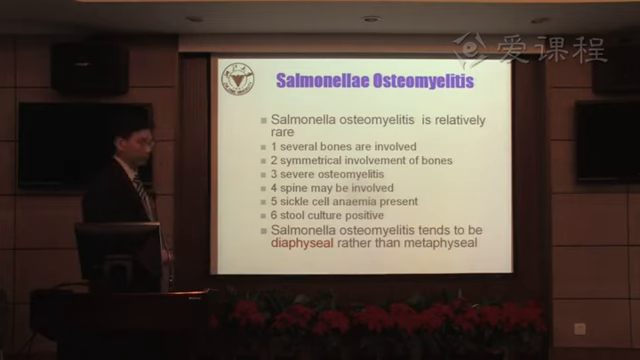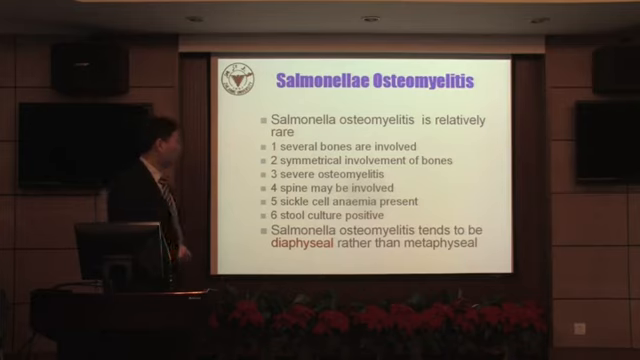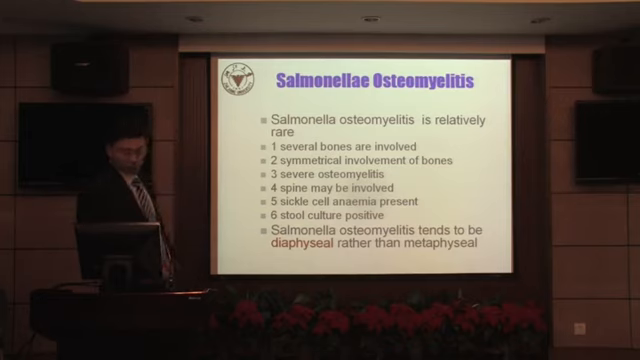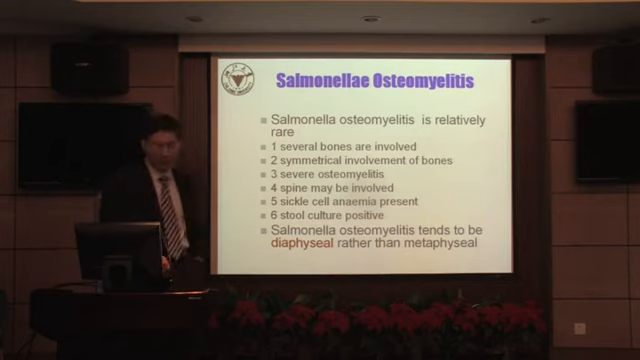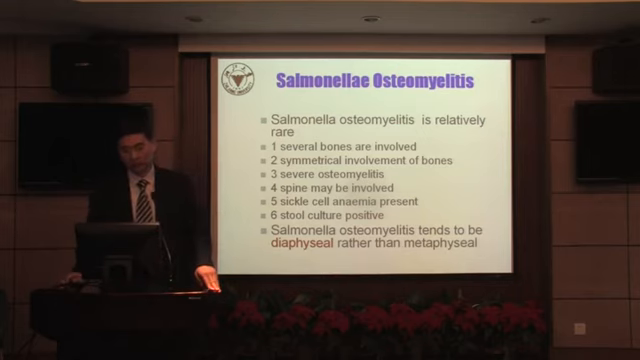The first one is that several bones should be involved, and the second rule is symmetrical involvement of the bones. And the third one, it should be severe osteomyelitis. And the fourth one, the spine may be involved, so you should check this patient's spine. The fifth one is that it is always associated with sickle cell anemia. And the sixth one is that a stool culture can be positive. The seventh is that the osteomyelitis tends to be diaphyseal rather than metaphyseal, as most osteomyelitis is.